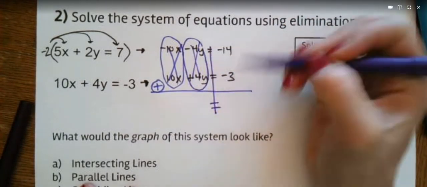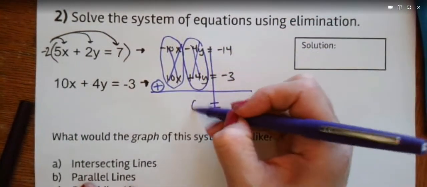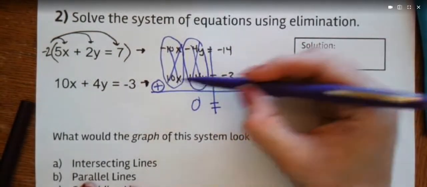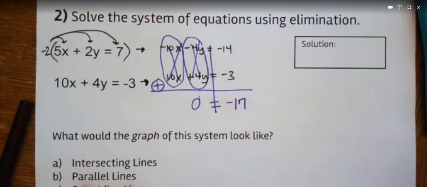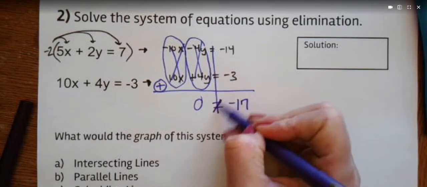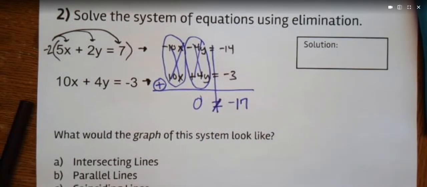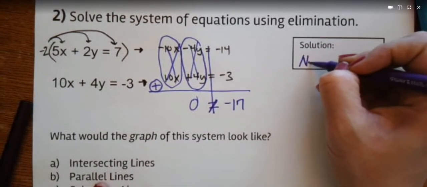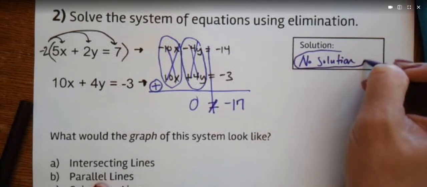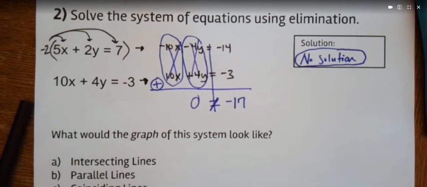So on the left side of the equal sign, everything together has a value of 0. On this side, negative 14 plus negative 3 is negative 17. My x canceled out, my y canceled out. I no longer can solve for x or y, and I end up with 0 equals negative 17, which is a not true statement. So what do you think the solution is going to be? Aha, you are right. No solution. There is no solution for this system.